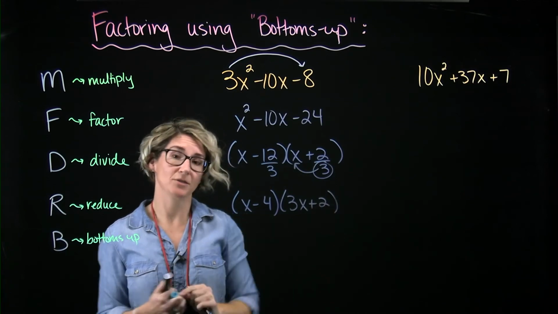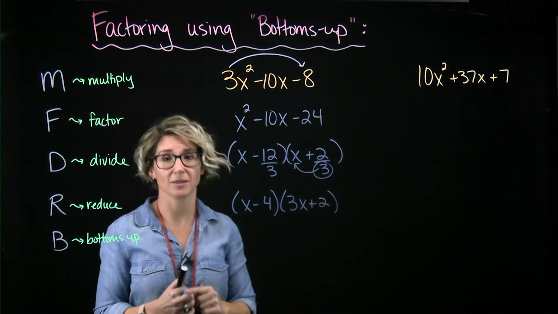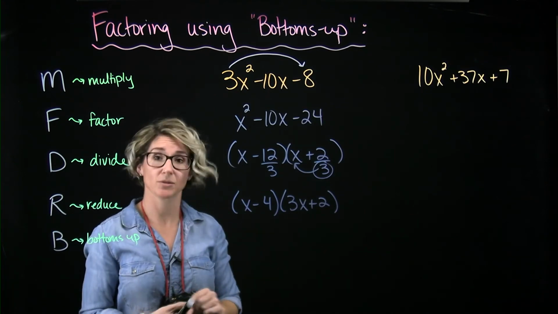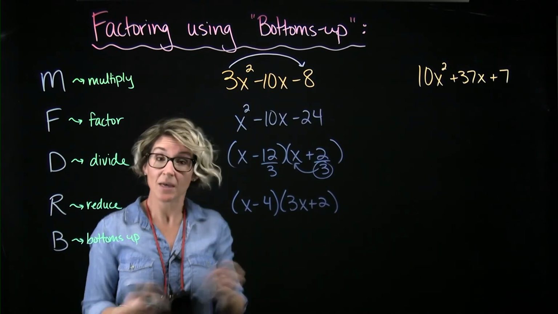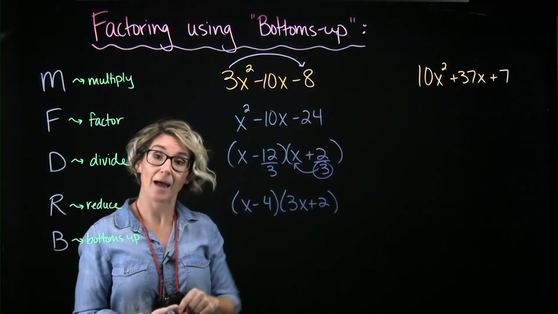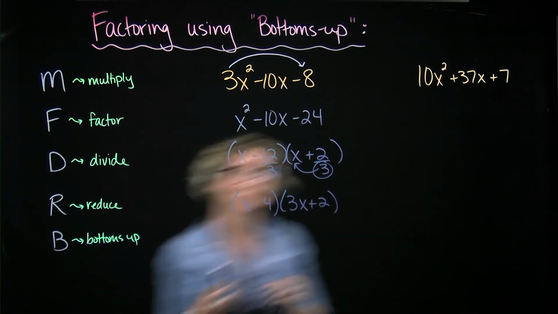So I have an x minus 4 times a 3x plus 2. This is the factored version of my original trinomial, 3x squared minus 10x minus 8. Meaning, if you distribute all of this through, if you FOIL, you should end up getting back what you started with. Let's do another one.